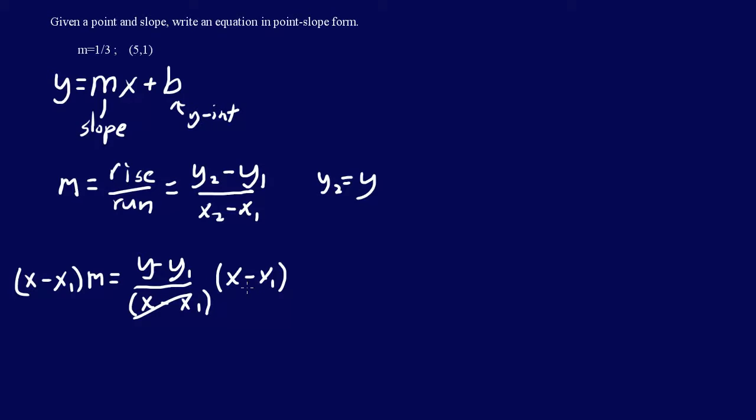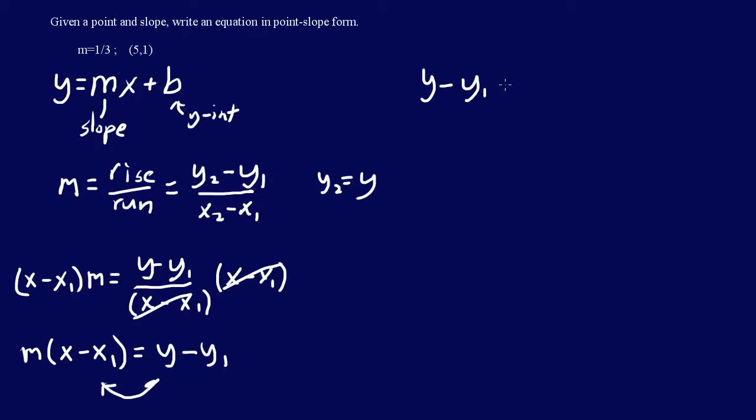So x minus x sub 1 and x minus x sub 1, they cross off because anything over itself is equal to 1. So then we have m multiplied by the quantity of x minus x sub 1, and that's equal to y minus y sub 1. Now we can actually switch these on each side of the equation, so then instead we can write it as y minus y sub 1 is equal to m times the quantity of x minus x sub 1. And then we have the point-slope form.